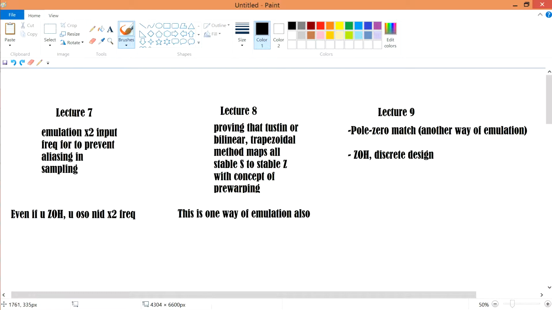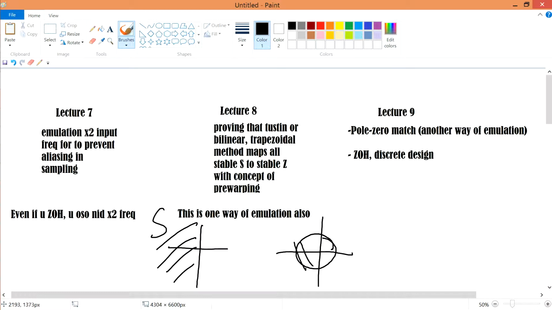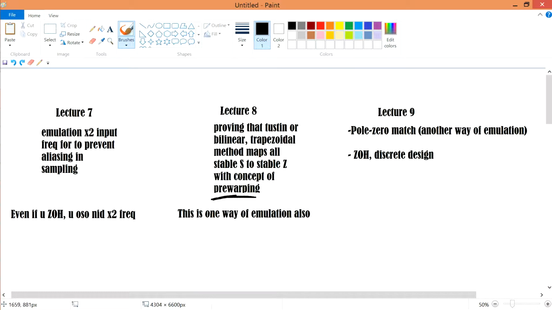The second method is we use the Tustin method, or the trapezoidal way of doing things. Alright, we say that the most powerful one is actually the Tustin or the bilinear or the trapezoidal, where you map all the stable poles in the S domain. This is in the S domain. You map it all into the Z domain's stability zone. So everything is mapped over this side in the Z domain, using the Tustin method. However, we have some distortion, so we use pre-warping.